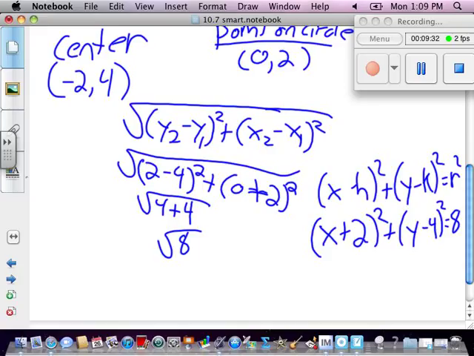8 squared is 64. The square root of 8 squared is 8. Why would you do that? Oh, because it has to be squared. That's really easy. Do you want to do one more like this, or do you feel okay? Yes, let's do one more.